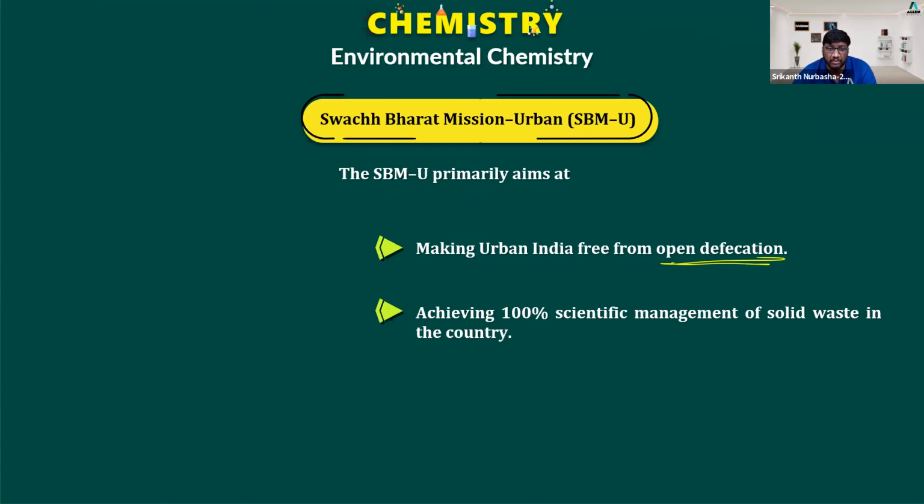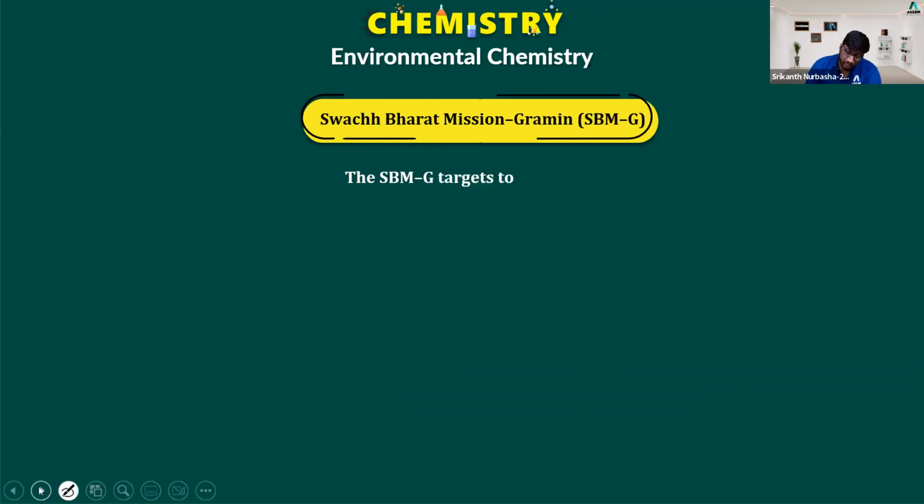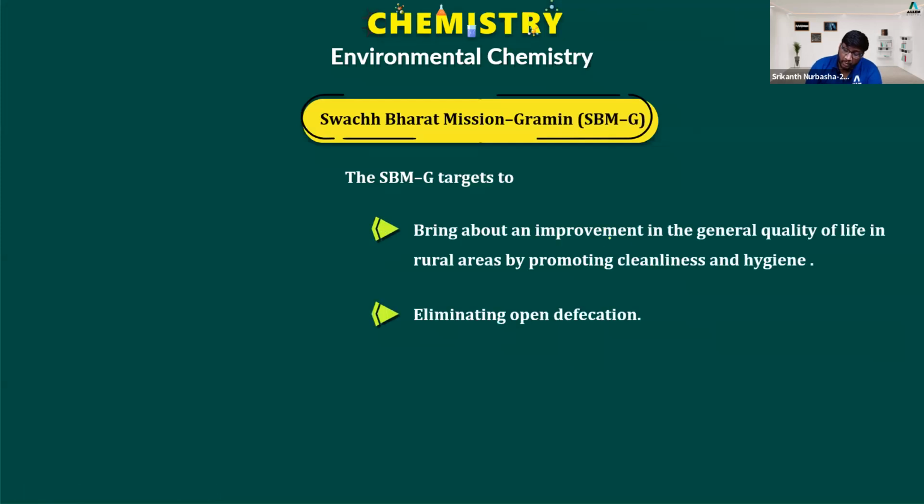And we have SBM Grameen, Swachh Bharat Mission Grameen. For the Grameen also, we have to bring an improvement in the general quality of life in rural areas by promoting cleanliness and hygiene and eliminating open defecation. So Swachh Bharat Mission Grameen and Swachh Bharat Mission Urban have different perspectives and different ideologies. And if everyone living in their respective areas follows these guidelines, then only can we protect our environment for the future generations.